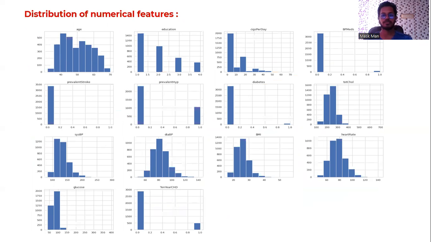Here we can see the distribution of numerical features. Some features should be categorical. Like if you see education, there are only four values, and BP meds, there are only two values, and prevalent stroke, there are only two values, and prevalent hypertension, there are only two values, and diabetes, there are only two values. These are the discrete variables. Other than that, most of them are continuous features.